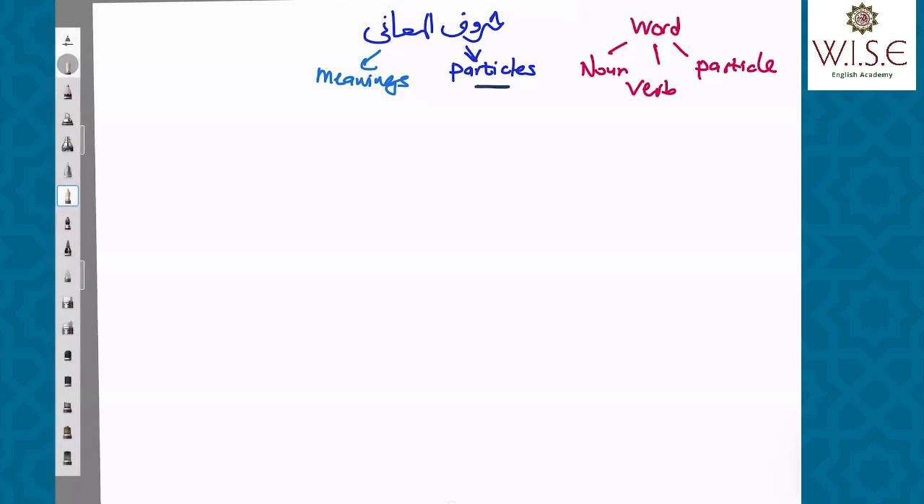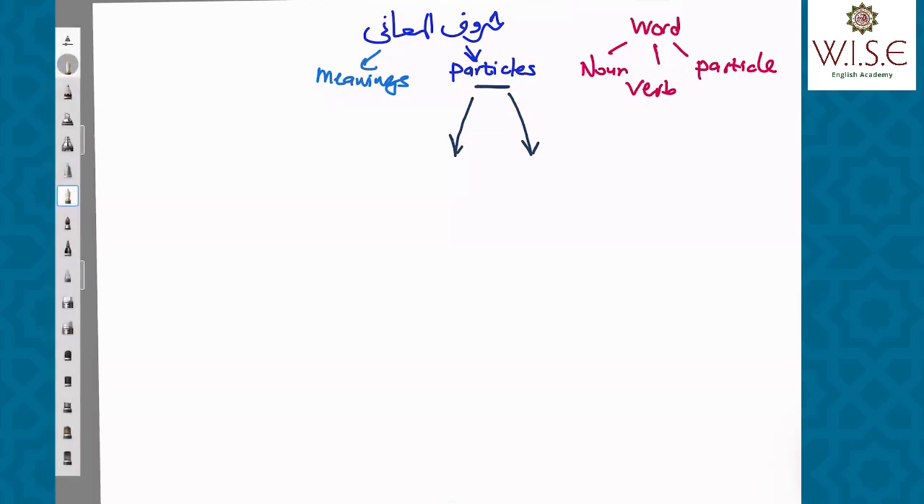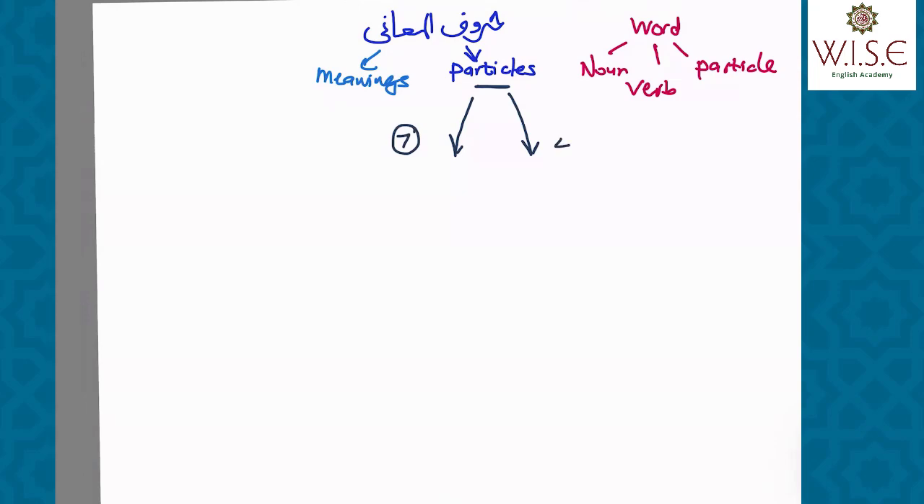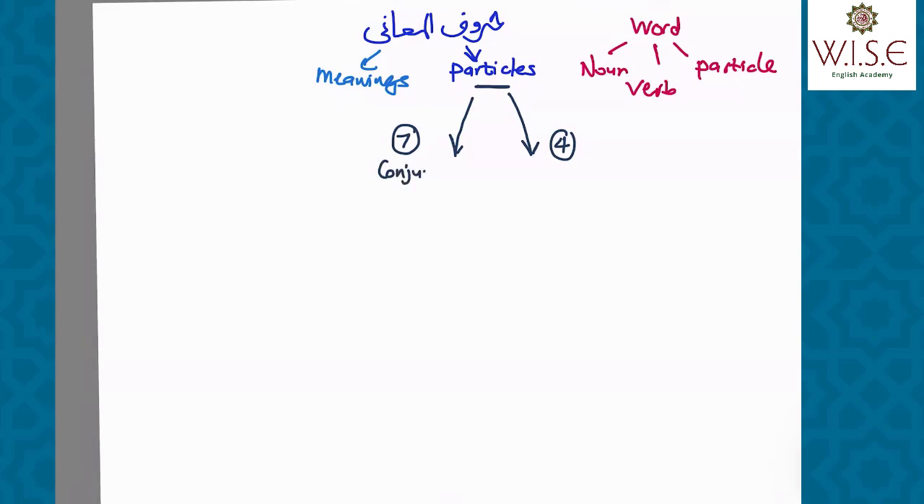And particles, or huruf al-ma'ani, are basically two types. Just two types, really. And the first type has 7 of them. We'll go through each one by one. And the second type has 4 of them. And huruf al-ma'ani can be what's called conjunctions. I'll explain what that means in a second. Or they can be prepositions.